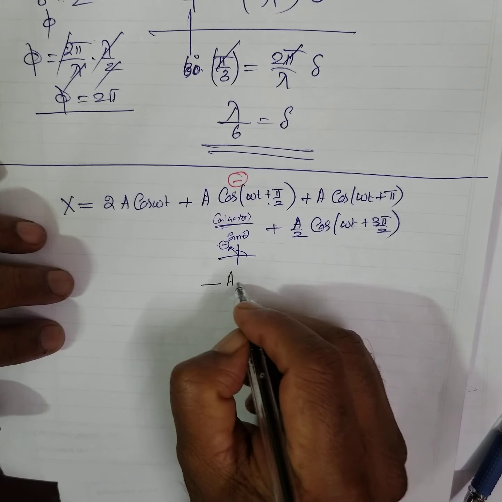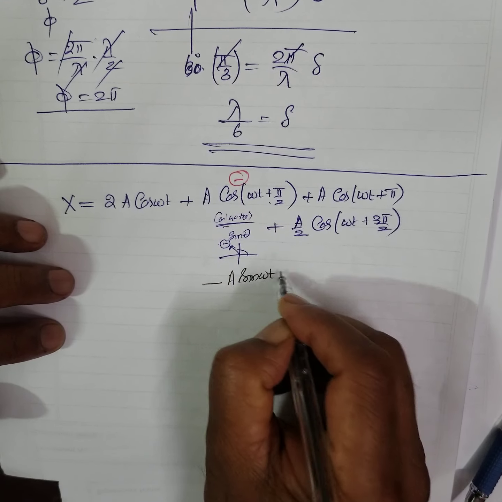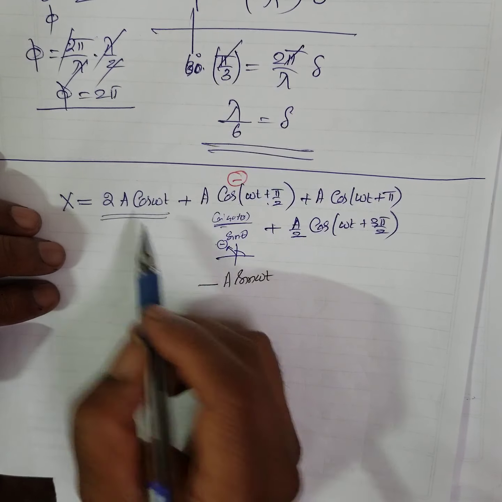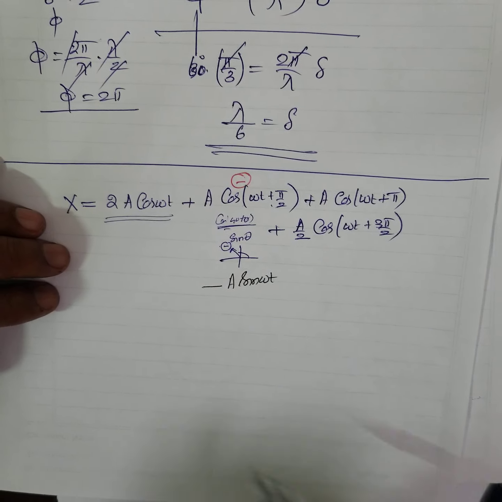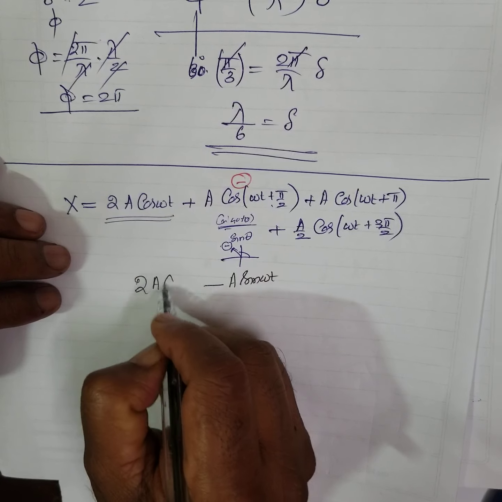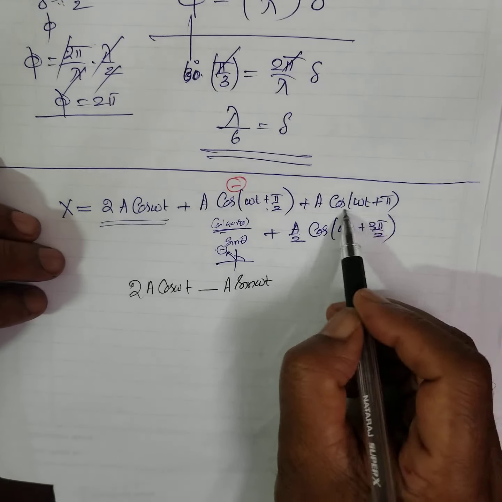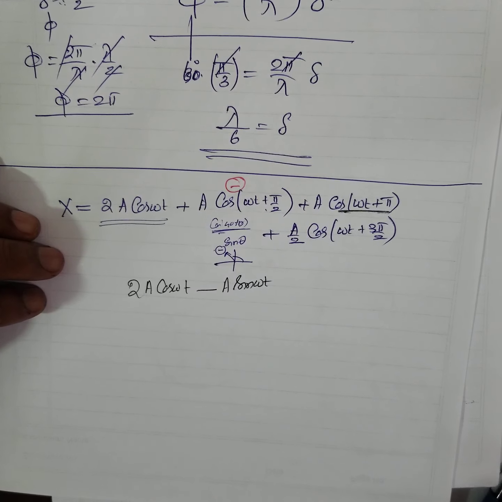Minus a sin omega t. This is over. Then how to simplify this one? This is 2a cos omega t plus, what about this?